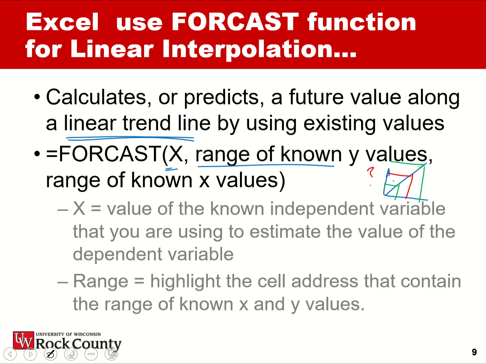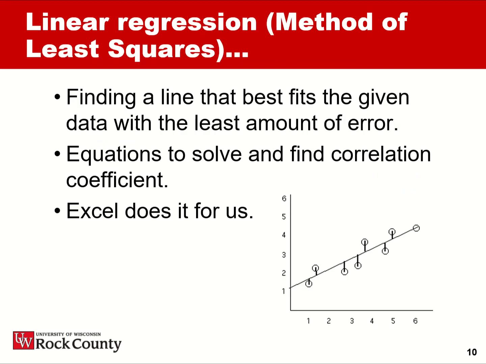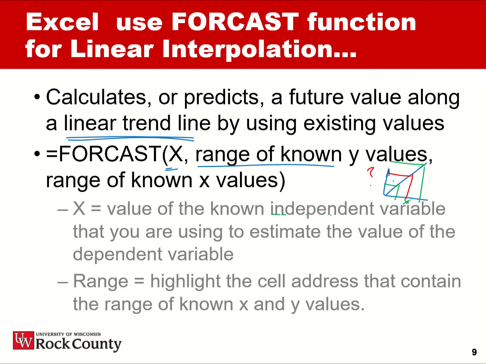Okay? So the x value is the known independent variable. That's this x here, the red x actually, that you use to estimate. And then the range is the highlight of the cell address containing the ranges for the x's and y's. Okay? Let's take a look at how we use that real quickly.